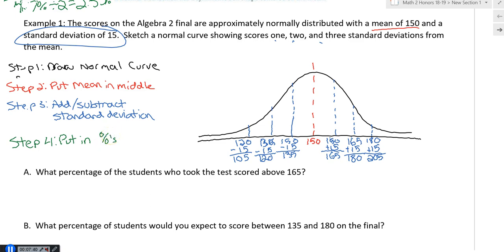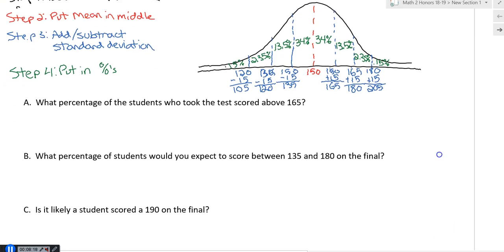Okay. So again, it's 34 and 34, then 13.5 and 13.5, then 2.35 and 2.35. And then 0.15 on the outside. Okay, so again, those we need to eventually have memorized. So writing them in every problem, though, will help you memorize them.